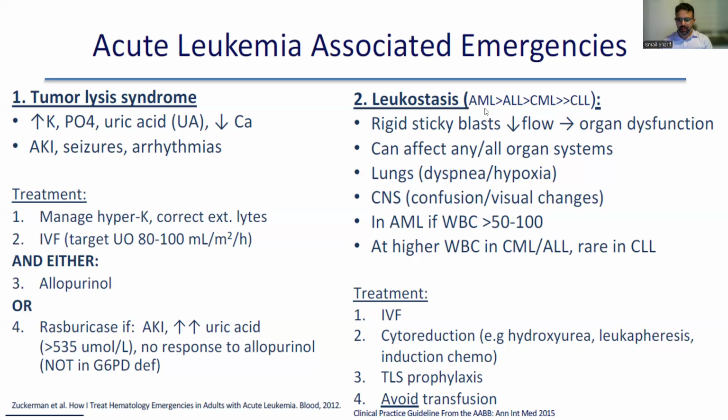Leukostasis, as we said, occurs with AML, then ALL, also CML, and is very much less likely to happen with CLL. And basically it is sticky blasts decreasing the flow. So any organ that has decreased flow leads to damage of that organ. So the lungs have hypoxia, the brain has confusion, okay? So with high white counts, always worry about that.